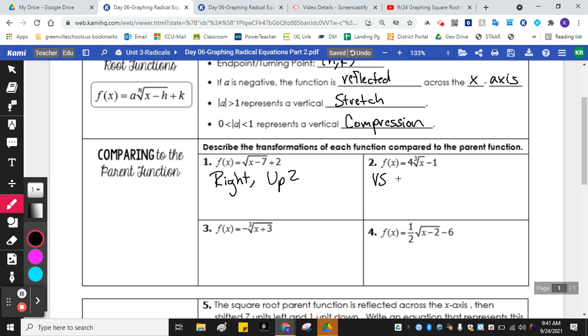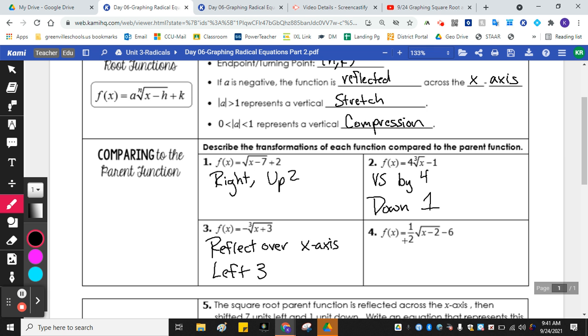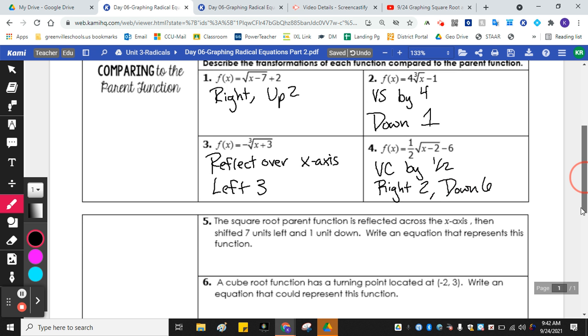Vertical stretch by 4. Make sure you write by 4, and down 1. Reflect over the x-axis. It does not matter the order you write these, just as long as you have them written. Vertical compress. Make sure you say by 1/2. Right 2 and down 6. Like I said, I don't think you'll have any problem with this.